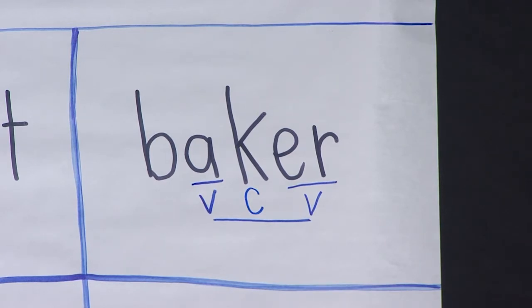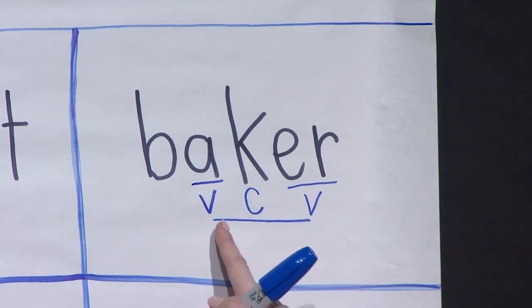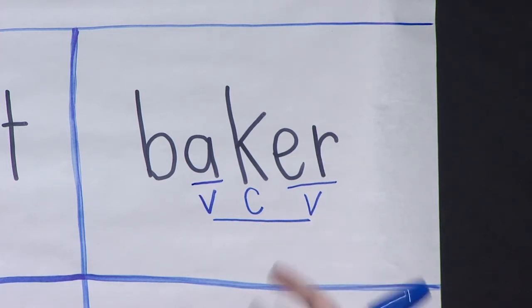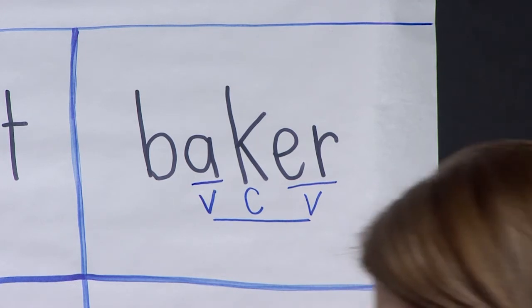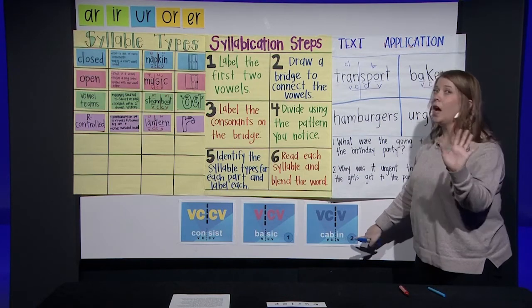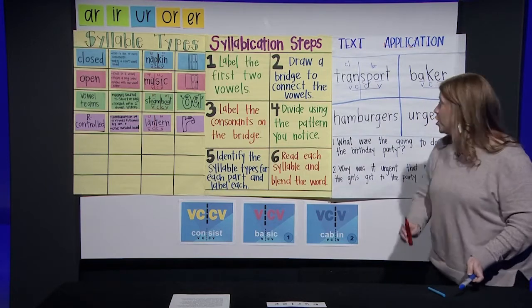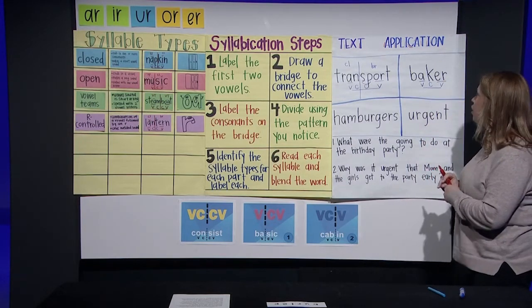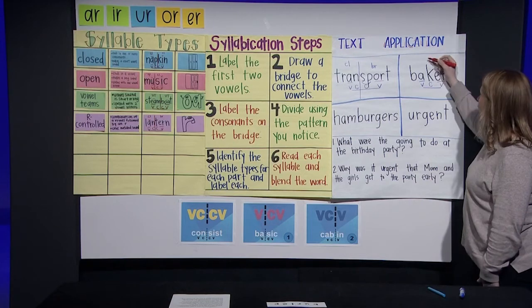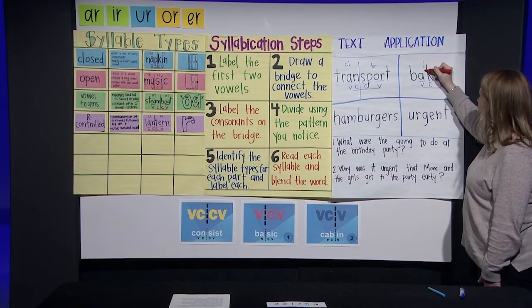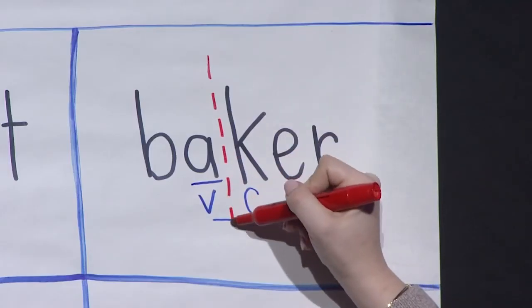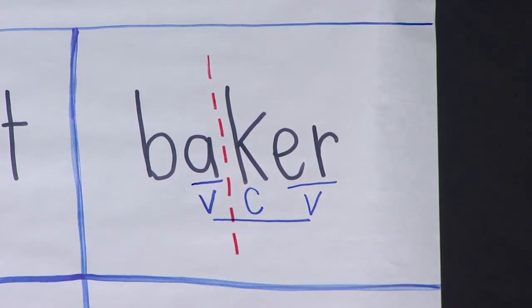Now I need to focus on my pattern. That's right. And divide using that pattern. So I see pattern V, C, V. So where should I divide? Here's a V, C, V. Oh, that's right. We always start with this pattern, just to make sure. So I'll use another color marker so we can see it clearly. And I'll draw a dotted line to divide right after that first vowel before my consonant. Got it.